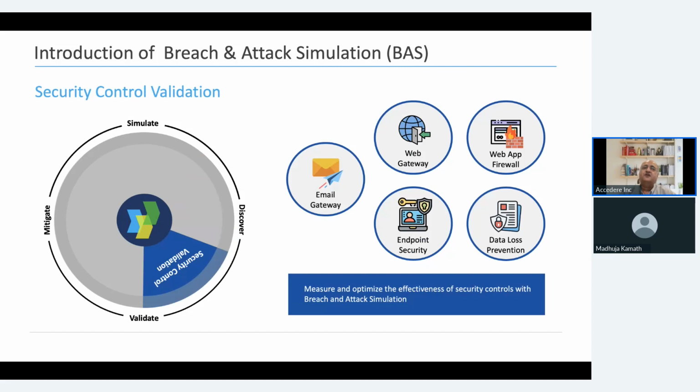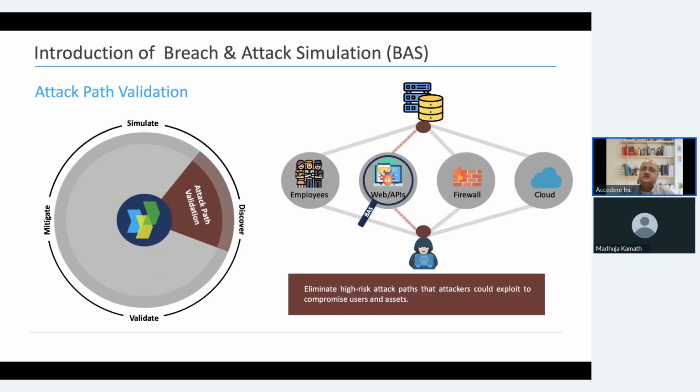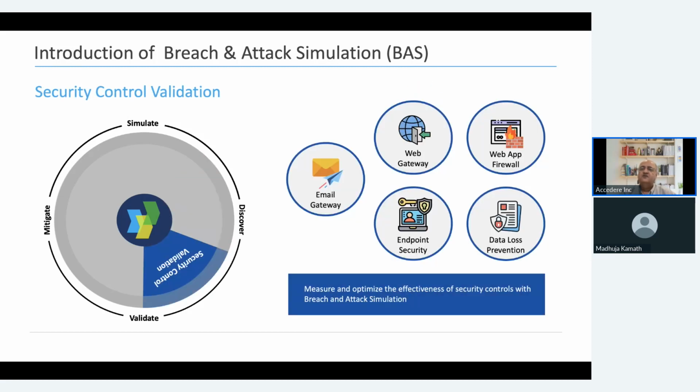The next aspect is security controls validation. Now we need to validate the controls that we've seen in the attack path. How do we do that? We look at your email gateways, we look at your web gateways, we look at your endpoint security, we look at your web application firewalls, we look at your other firewalls, we look at your data loss prevention, DLP technologies, and whether they're effective or not. So these are measured to optimize the effectiveness of each control within the entity. So that's security control validation.